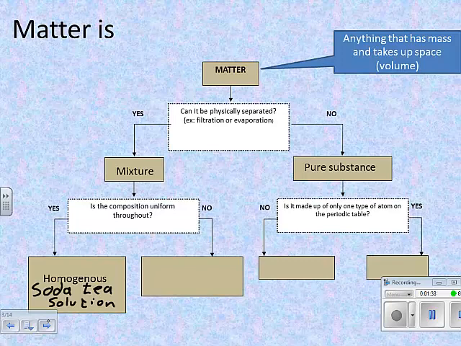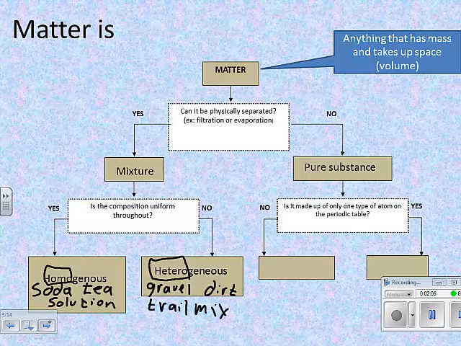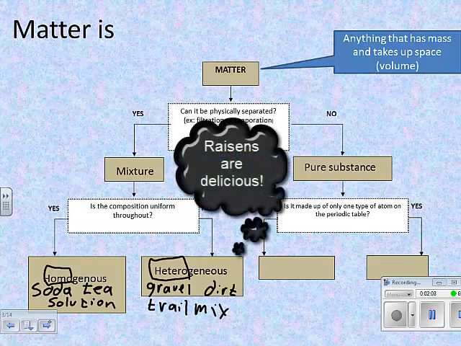Now, if it was not uniform throughout, we call that a heterogeneous mixture. This should make sense if you remember your Latin from biology. Homo means the same, hetero means different. So a heterogeneous mixture is going to be something that does not look the same throughout. If you think of something like gravel, you have different kinds of rocks inside that gravel. You have dirt, a bunch of different things just sitting in dirt that you can pick up. Another good example would be something like trail mix. You have all those foods mixed together, but you can pick and choose if you want the raisins or the peanuts or whatever you think is delicious out of trail mix.